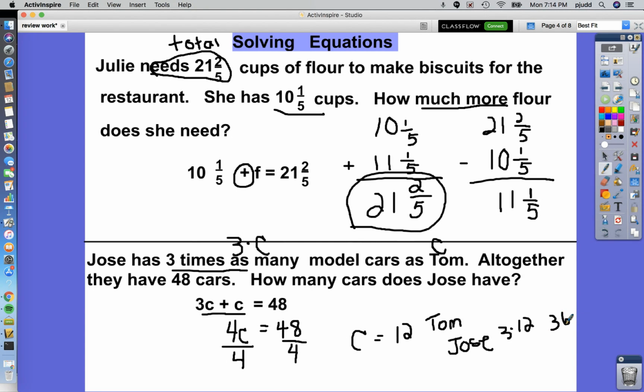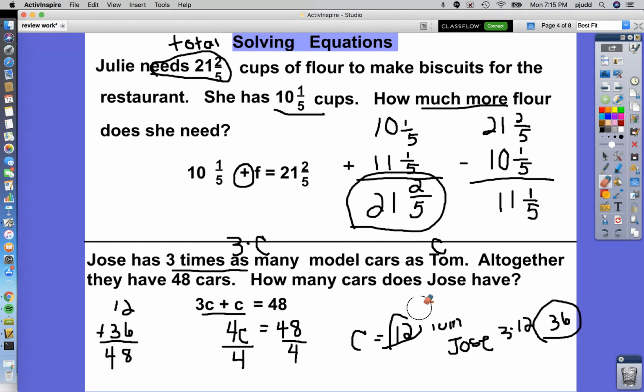Again, I want to make sure my answer is reasonable. So I'm going to take the number of cars that Tom has, the number of cars that Jose has, and I'm going to add them together. And if my answer is correct, I should get 48. Six plus 2 is 8. 3 plus 1 is 4. And I got my 48 back again.